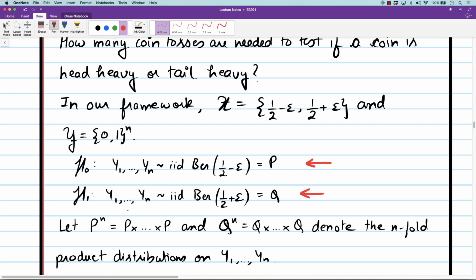So under H1, our observations are from this Pn. This notation is something I'll use again and again. P superscript n denotes this product distribution. It denotes the IID distribution with common distribution P. Similarly, Q superscript n is this Q cross Q cross Q. Okay, Qn. So this is the n-fold product distribution on y1 to yn.